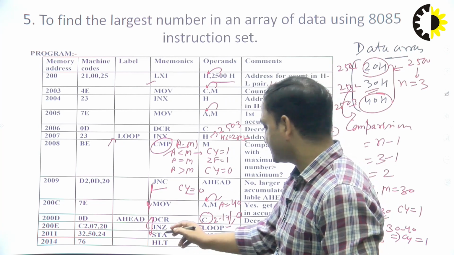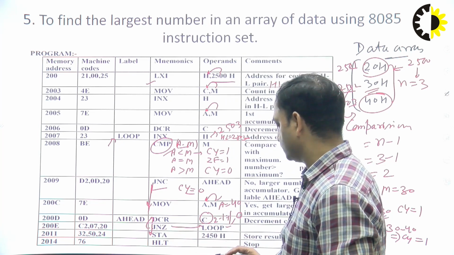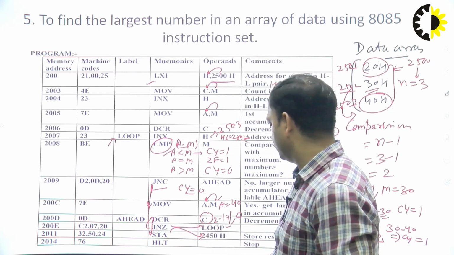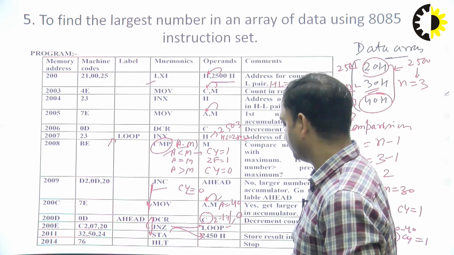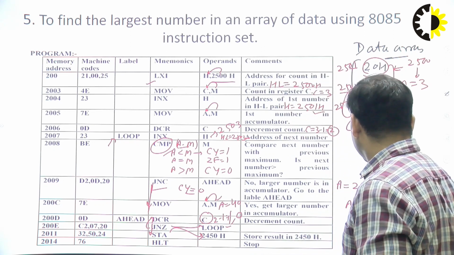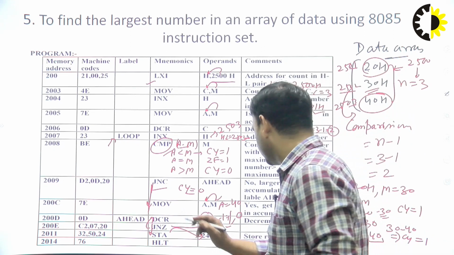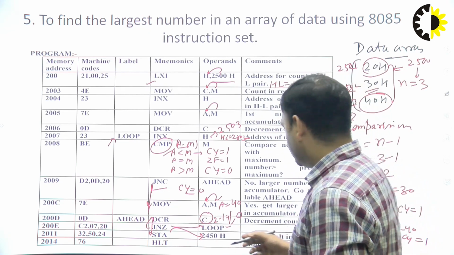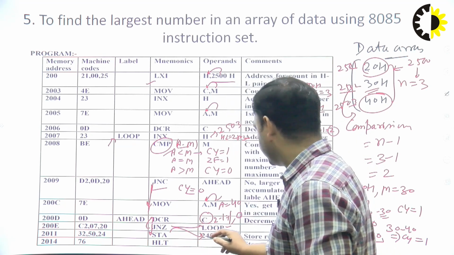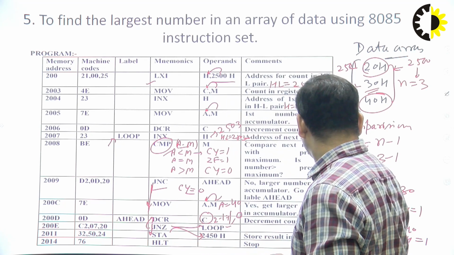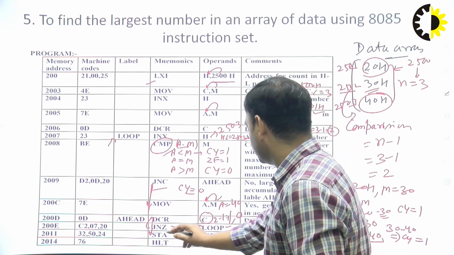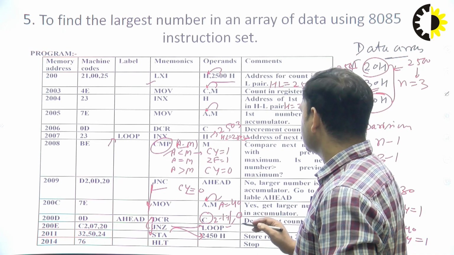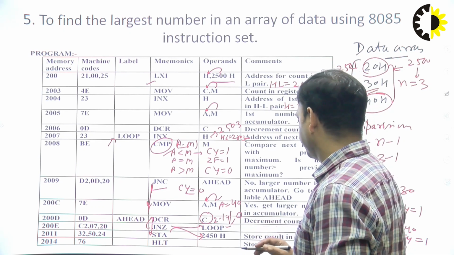And STA 2450. What is the meaning of this? The content of the accumulator will move into this memory location 2450. The content of the accumulator was 40, so this content will be stored into the 2450 location. So the largest number will be stored in that way.